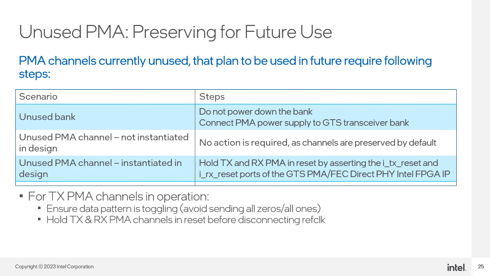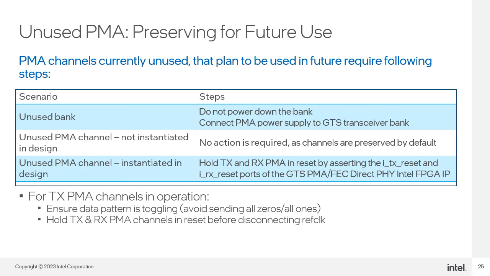If there is unused PMA that is currently not in use, but you plan to use it in the future, then you have to preserve it. In the first scenario, if you have the whole unused bank, then you cannot power down the bank and must keep the PMA power supplies connected to the GTS Transceiver Bank. In the second scenario, where you have unused PMA channels that you don't need now, but need in the future, and they are not currently in your design, then no action is required. The device has a way to preserve it without any user intervention.